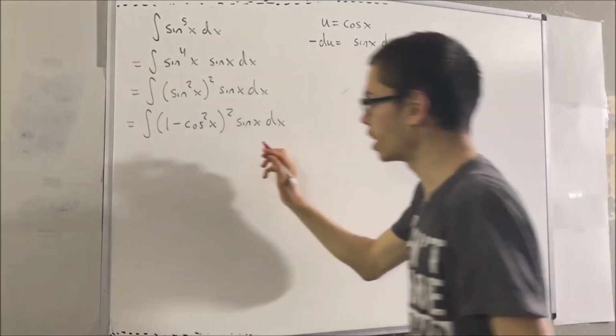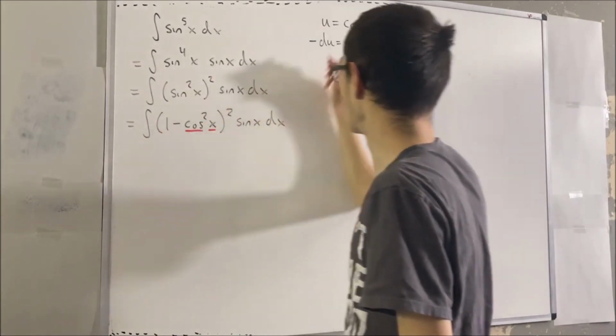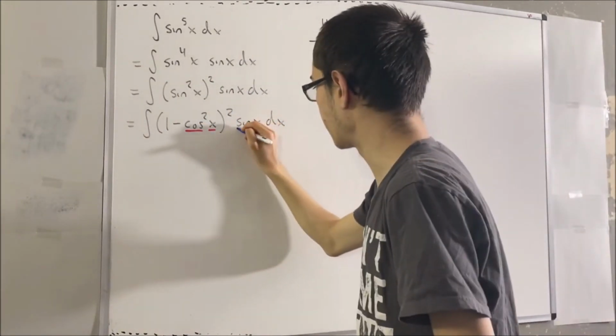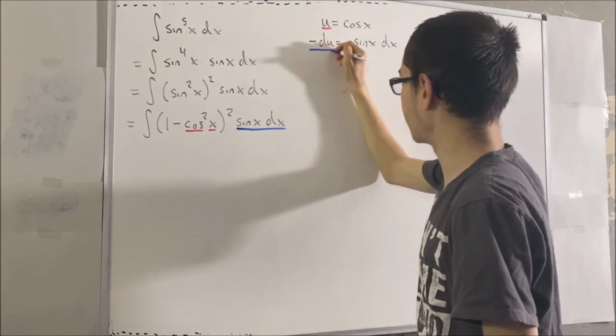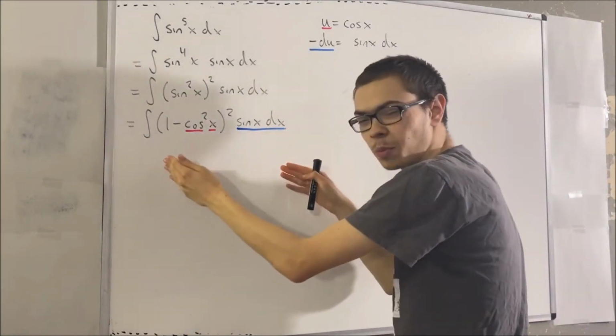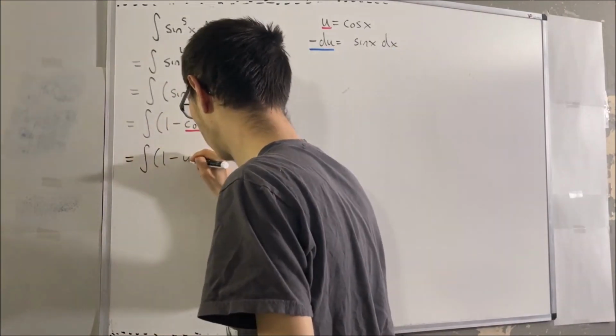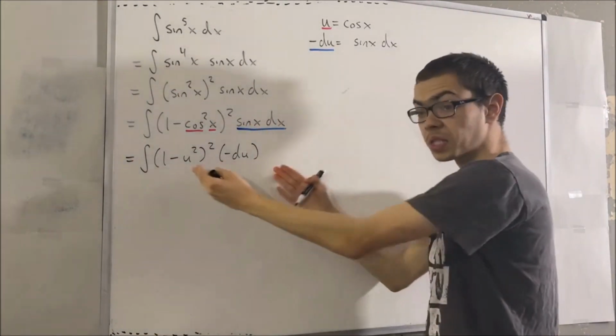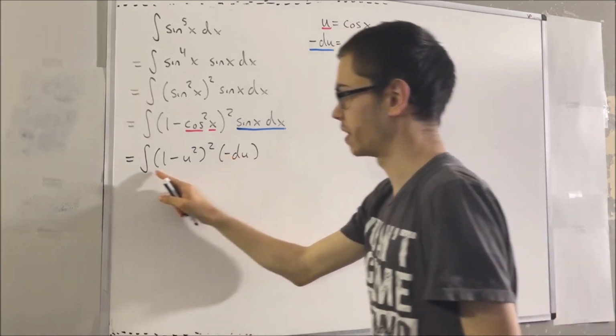Now notice, we're going to be replacing the cosine of x with u, and the sine x dx with negative du. As a result, that will convert this integral completely in terms of u. So this is our integral. We can pull a minus sign to the outside of the integral.